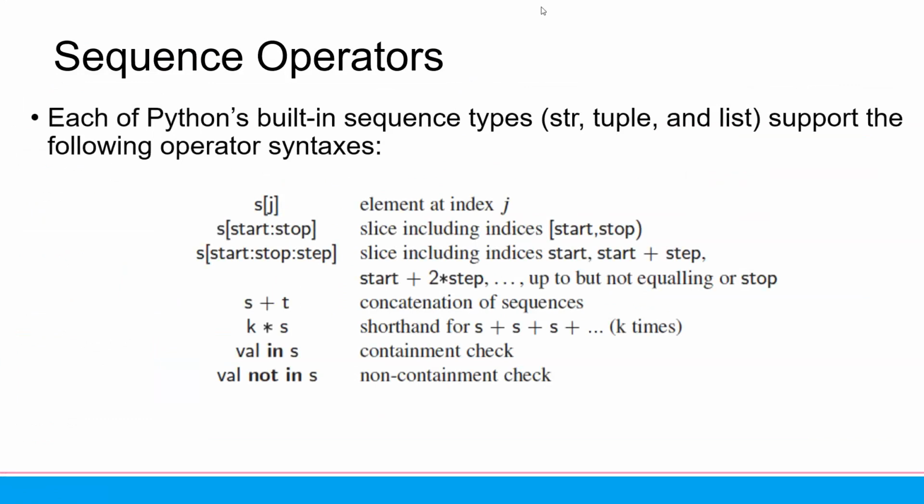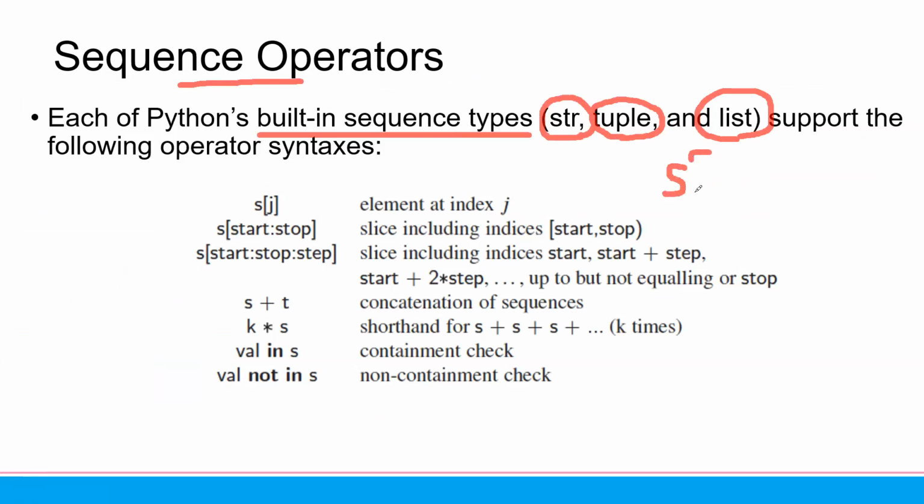In Python, they have the built-in sequence types. This sequence type belongs to str (string), tuple, and list. Okay. So if you have a string, a tuple, or a list, you can use these built-in sequence operators. You can use the variable name, let's suppose S, and then you can use the square bracket after the variable name. Okay. So you already know.